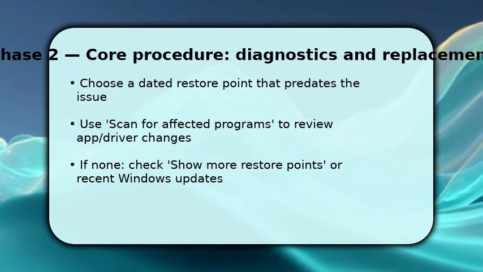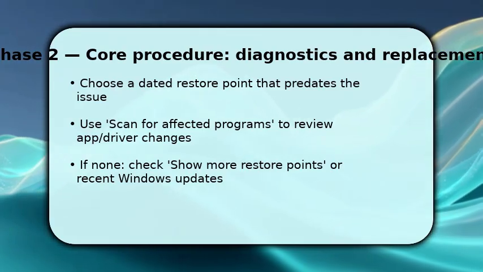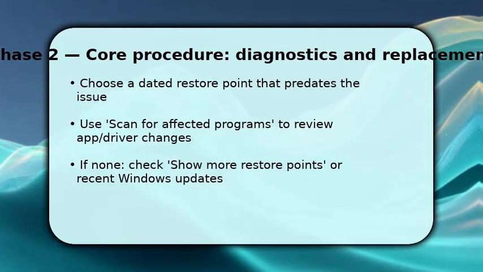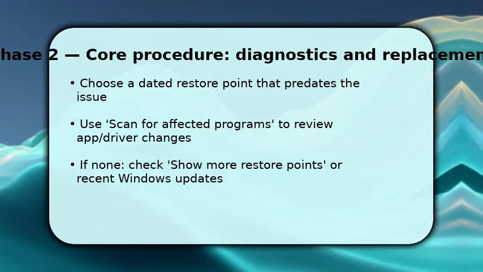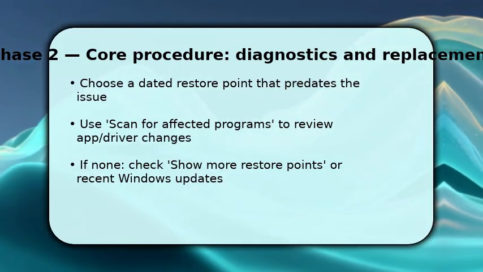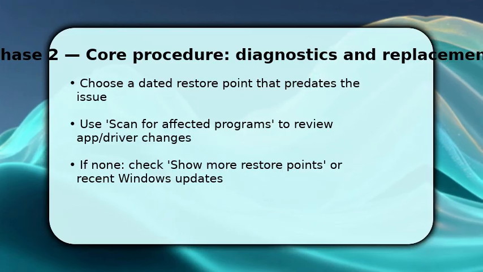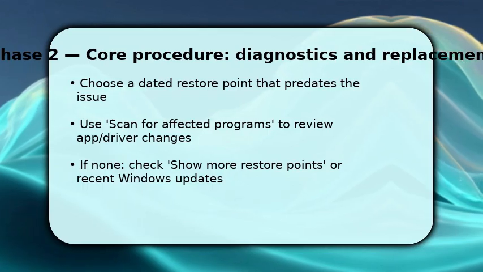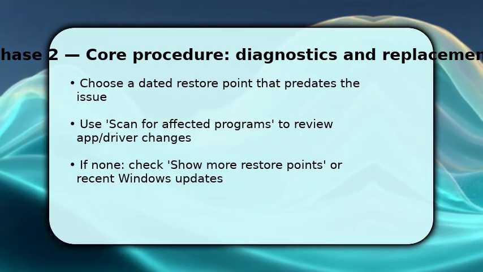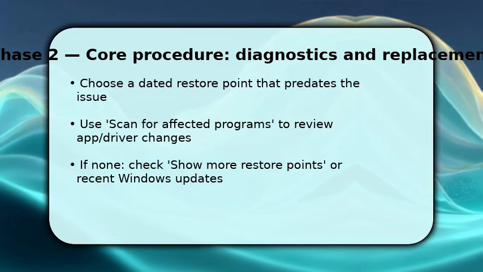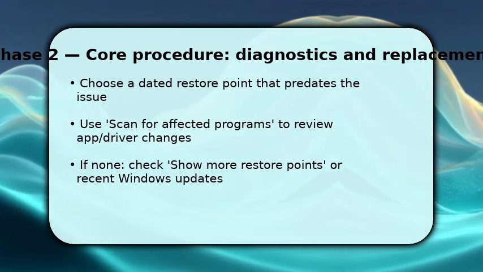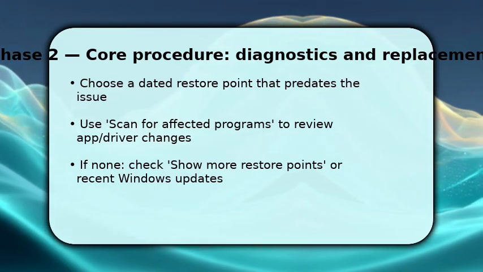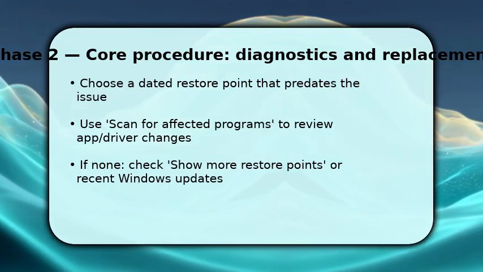Now choose the correct restore point. Pick the most recent one before the problem started because it balances recovery with minimal change. Click Next, then use Scan for affected programs to see which apps or drivers will be removed or restored. This is why you inspect it, to avoid losing critical installs. If you don't see useful points, check Show More Restore Points or consider uninstalling recent updates instead. Make that decision deliberately, since restores change system files and drivers.